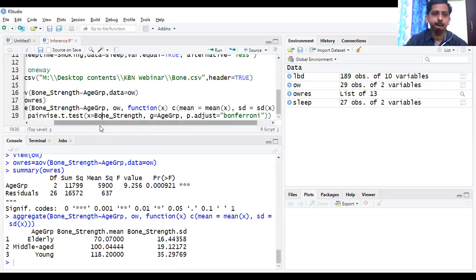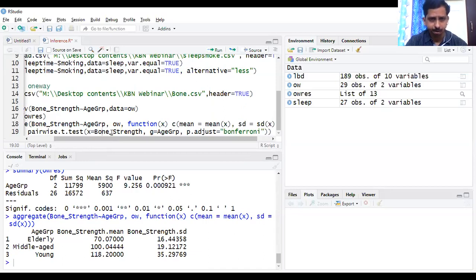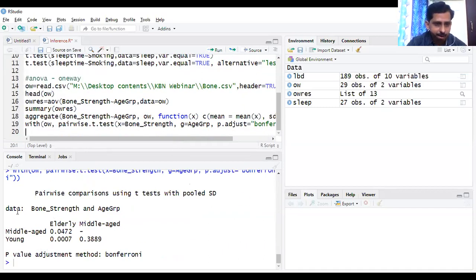Here, the arguments to be defined are the variable that is to be compared across each pair, and g corresponds to the grouping variable. I'm using one for the post hoc comparison. Running this, I get this kind of a table.